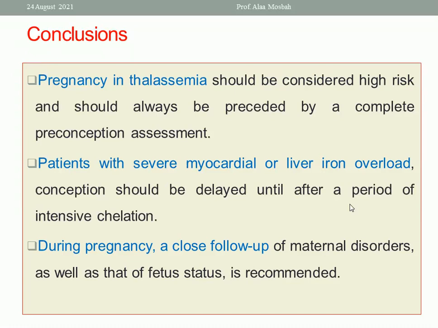Lastly, all of us should know that pregnancy in thalassemia should be considered high risk and should always be preceded by complete preconception assessment and preconception counseling for the patient, and the correction of iron overload in the circulation. In a patient with severe myocardial or liver iron overload, conception should be delayed. Why? Till you use chelating drugs and improve the condition, then allow for pregnancy.